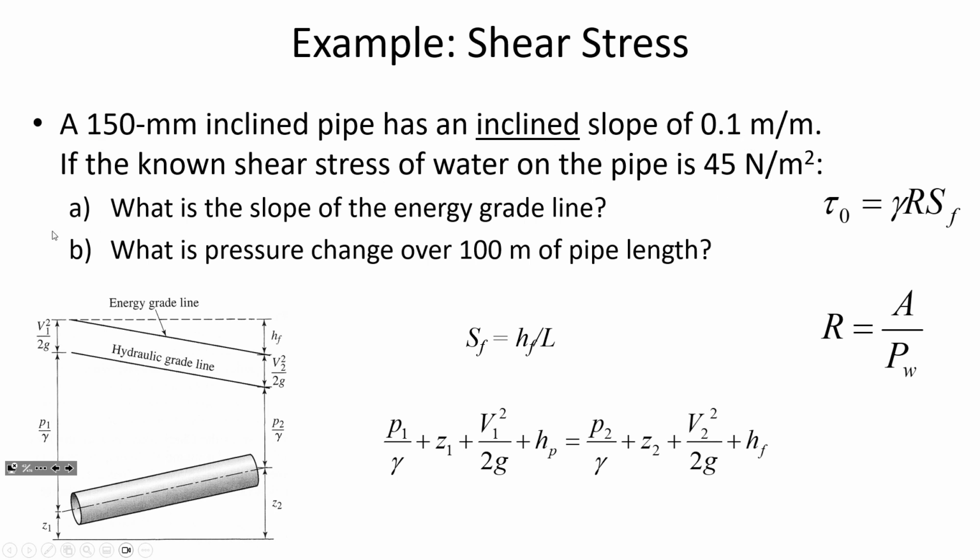What we want to know is the slope of the EGL, and we'll use this expression to do that because we are given the shear stress. We know water's unit weight. We can calculate the hydraulic radius based on the diameter of the pipe. So we want to know what is the slope of the energy grade line, and then how much is the pressure going to change over the course of flow through this pipe.